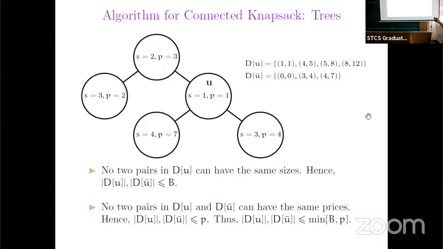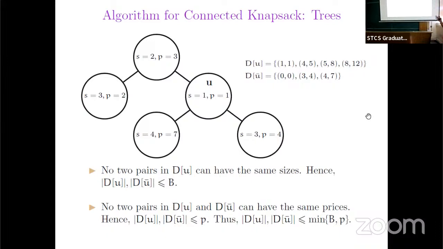For example, it can be only a singleton set. So obviously, I will always have (0, 0), since I may not pick anything. Then (3, 4), and this (4, 7). This is the DU bar.